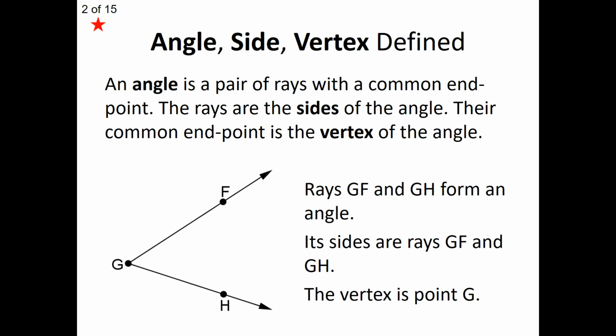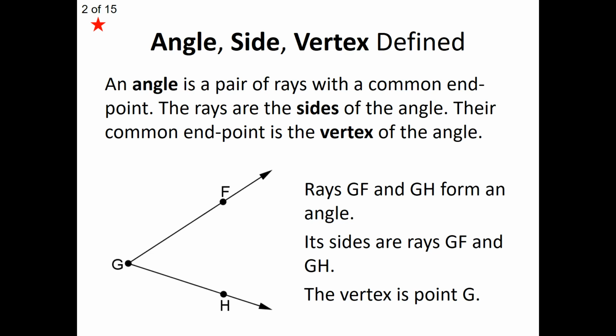Now, instead of calling these two rays just rays, we're going to give them some jargon for our angle. We're going to call them sides. So if I were to say, what are the sides of these two angles? I really am referring to the two rays. Another thing to note is with that common endpoint, we want to give another jargon name to that endpoint. We're going to call it a vertex. So if I say, what's the vertex of that angle? What I'm really asking is, what's that common endpoint that the two rays share?